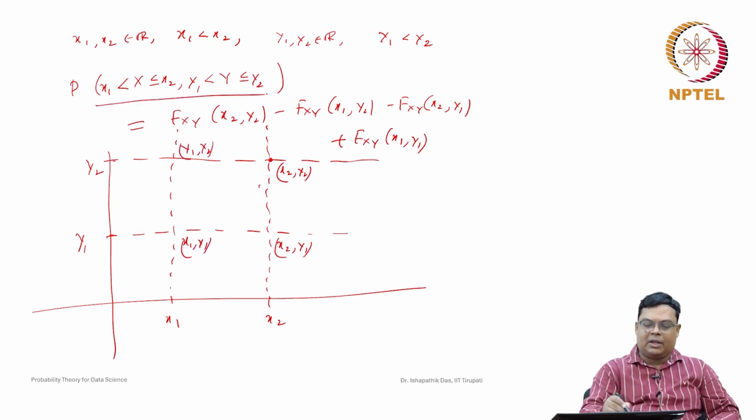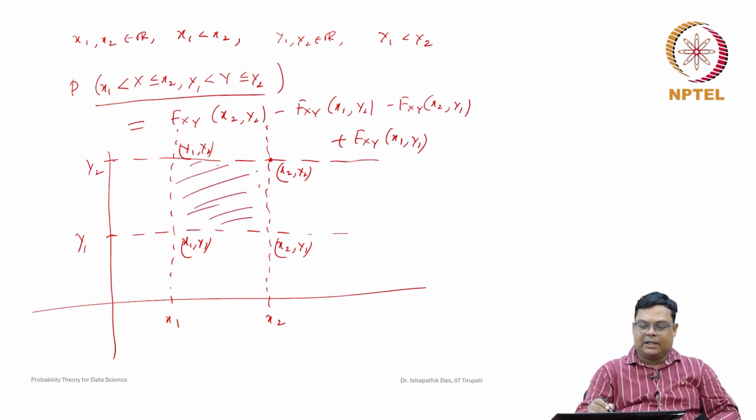The probability that x1 less than capital X less than or equal to x2 and y1 less than capital Y less than or equal to y2 is the probability inside this region, x between x1 and x2 and y between y1 and y2. How will we find this region? First, what is this Fxy of x2?